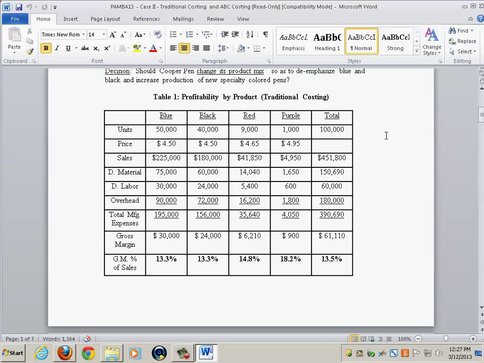So you have a profitability indicator here, the bottom line. And this profitability indicator shows you that based on traditional cost allocations of overhead, if you believe this allocation, then you would conclude that all the products are profitable. All are solidly profitable, but red and purple are more profitable than blue and black.